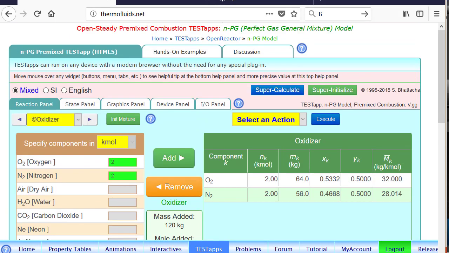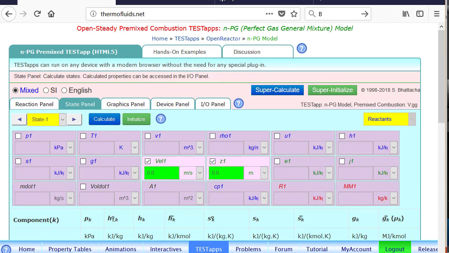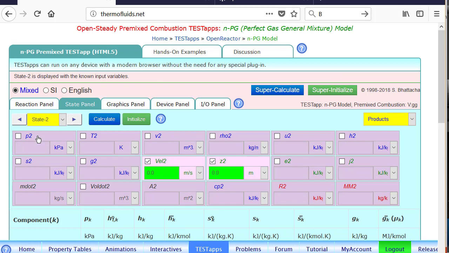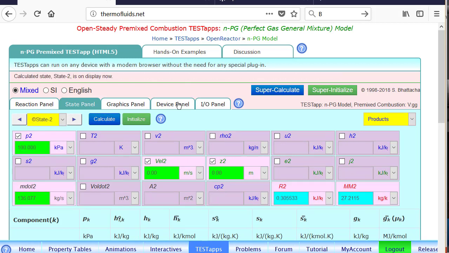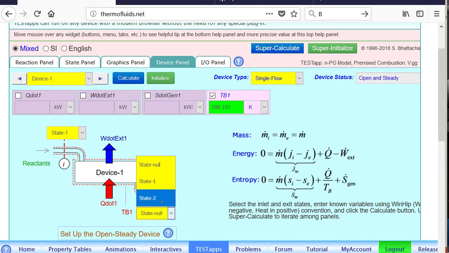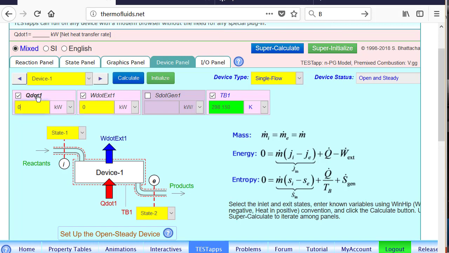So now is the time to figure out the states. The reactants state is 100 kPa and 298 Kelvin. And the amount of reactant is picked up from the reaction itself. For the products, we have 100 kPa, but the temperature is unknown. So we go to the device panel and set up the combustion chamber. State 1 and 2 are our inlet and exit. There is no heat transfer, there is no work transfer.